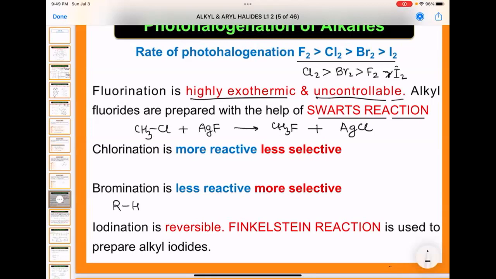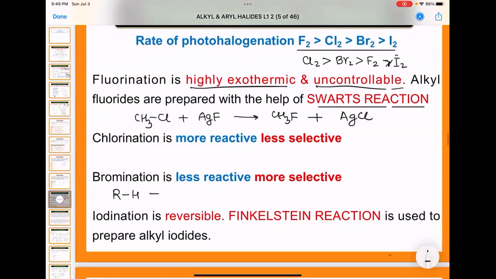Any idea? Any one of you? Nabil Khan, Nabil Ahmed, Mehraj, Samira. How to do iodination? Yeah, tell me quickly. Yeah, who is going to tell me what is the way?